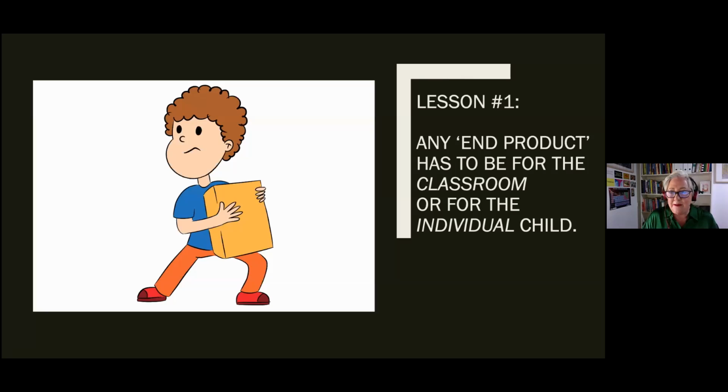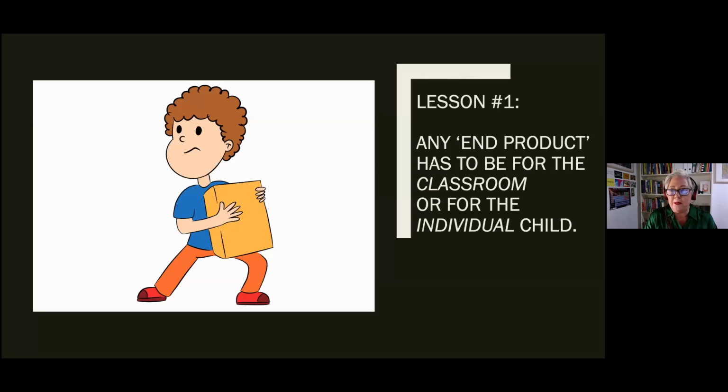So lesson number one, I would say any end product has to be either for the classroom, so something like a class poster or a display in the classroom, or for the individual learner. Now, why am I saying that? Well, as you know, those of you who teach primary, and the younger we go, the more clear this is, they are very, very self-centered. They want everything for themselves. It's all about me, me, me. Their world is still quite small.